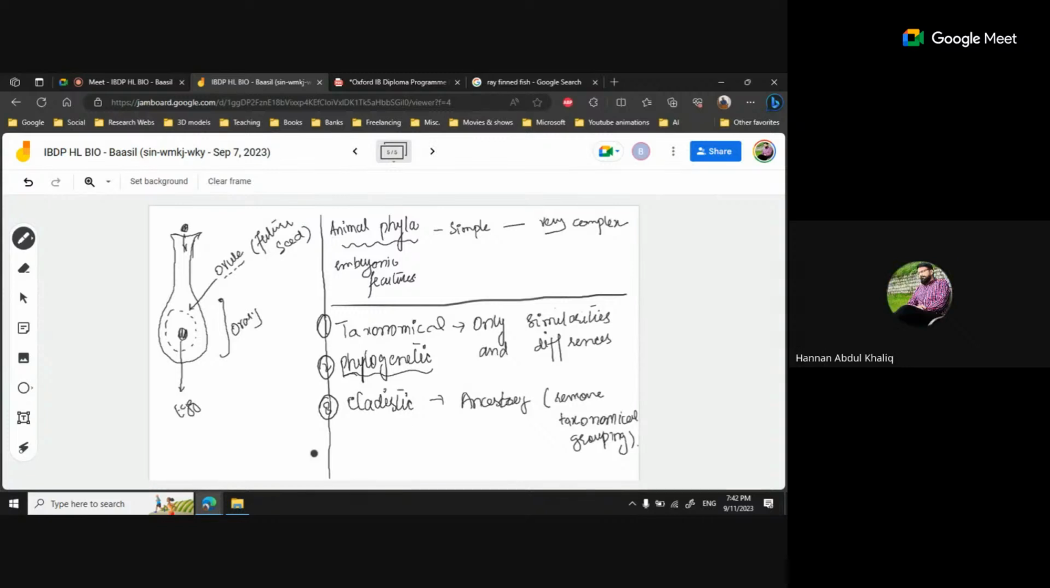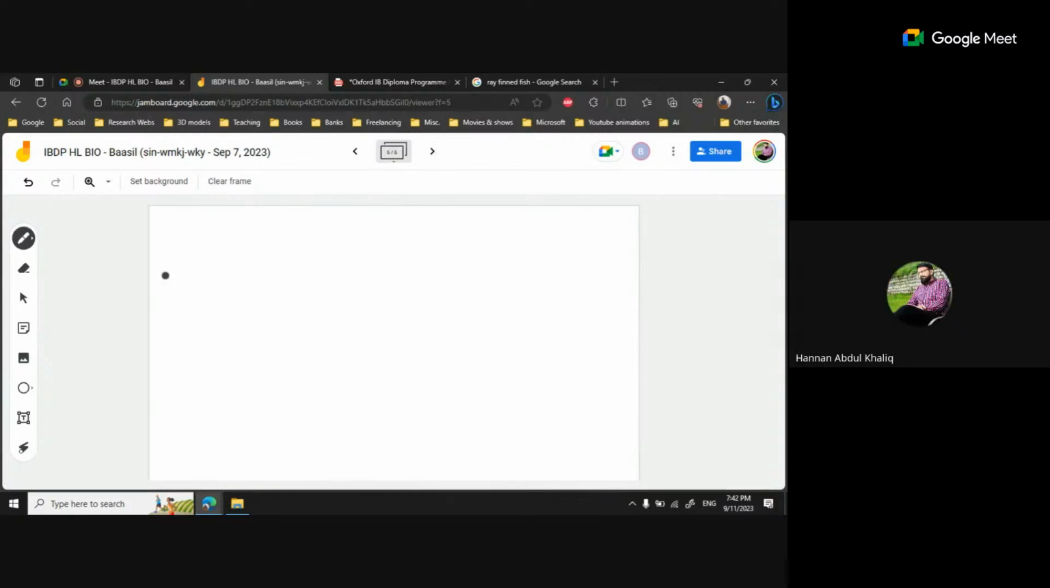Let's say there is the first cell on earth. It got developed into two categories. This one was prokarya, this one was archaea, and this one is eukarya. Now this is your ancestor.